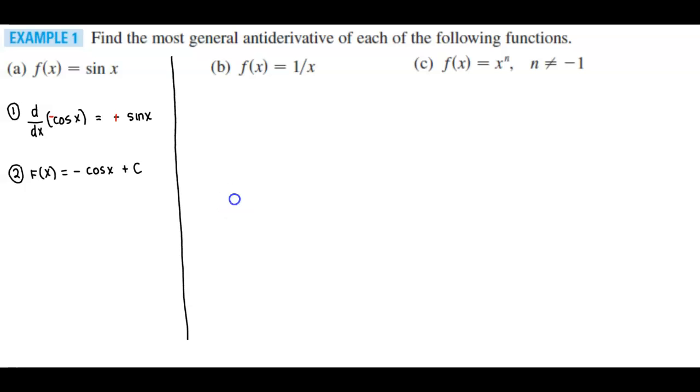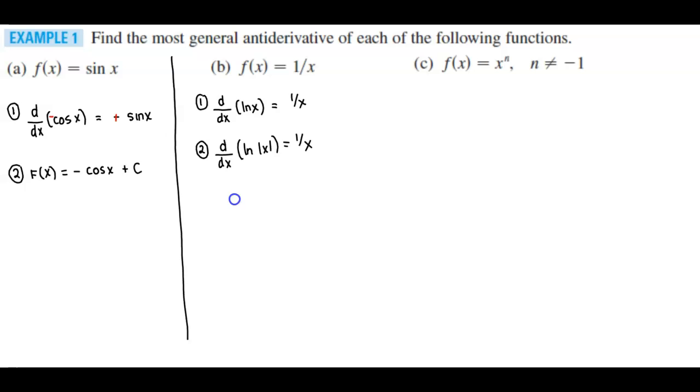Okay, for part B, we want to find the antiderivative of f of x, which is equal to 1 over x. Well, let's recall that when we took the derivative of the natural log of x, that gave us 1 over x. But we also learned that the derivative with respect to x of the natural log of the absolute value of x was also equal to 1 over x, for all x where x does not equal 0.